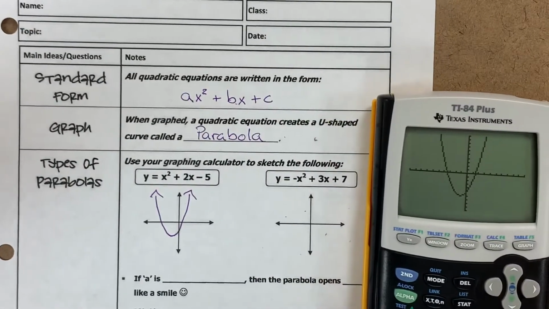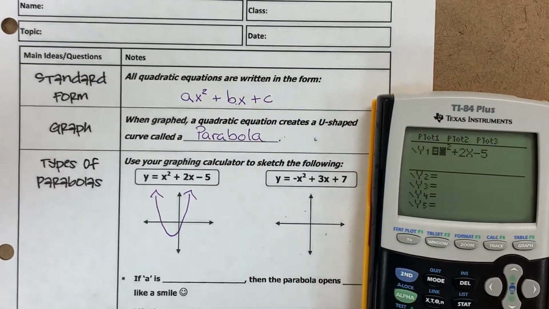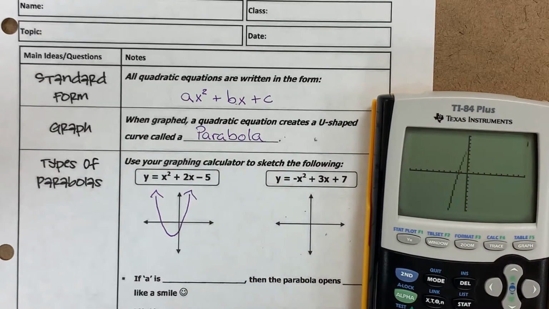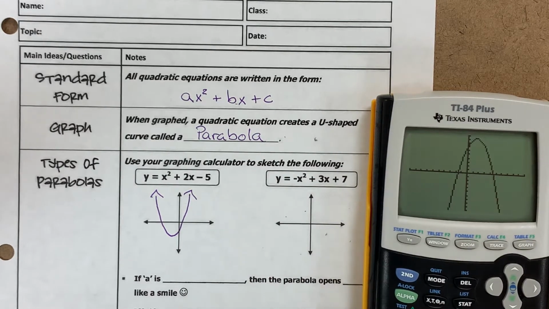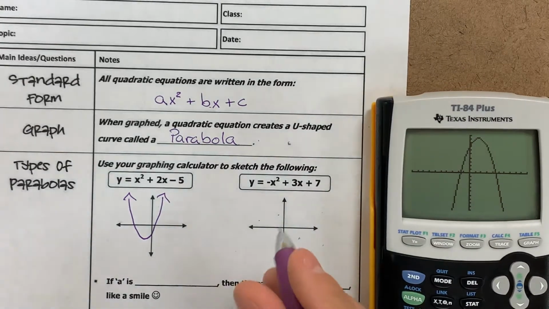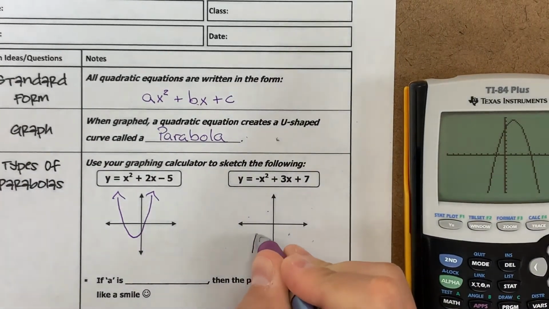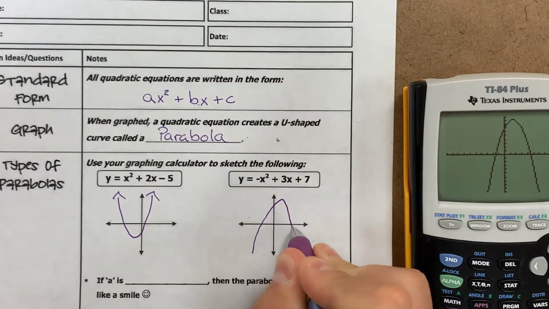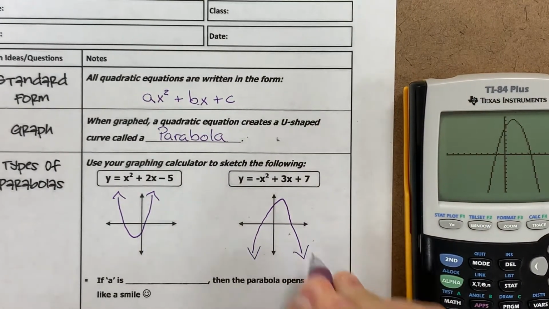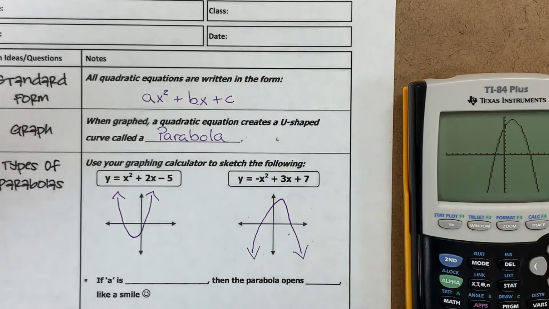Our next one, let's clear that, negative x squared plus 3x plus 7. And we see this one looks a little different. We're going to do our best to make it look exactly like it. Start from the bottom, up like that. And those are our parabolas.